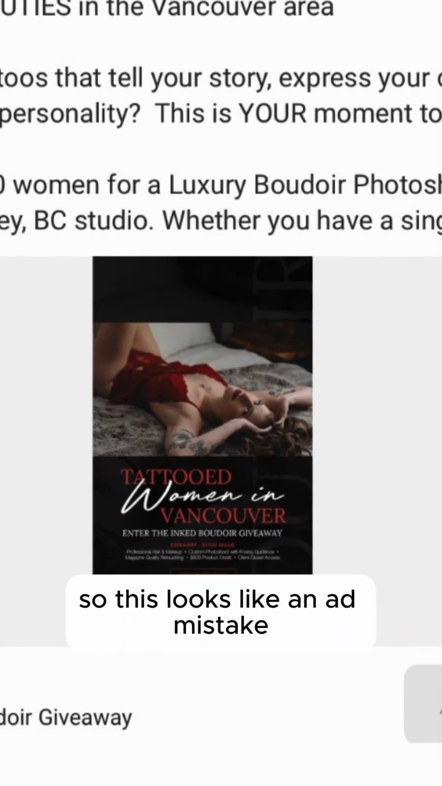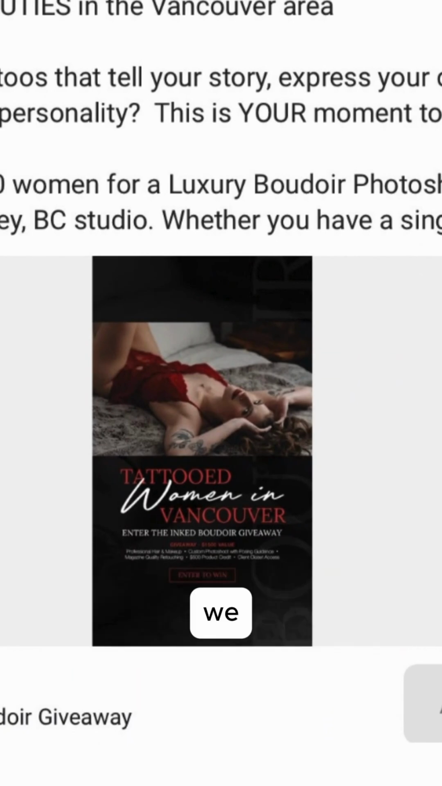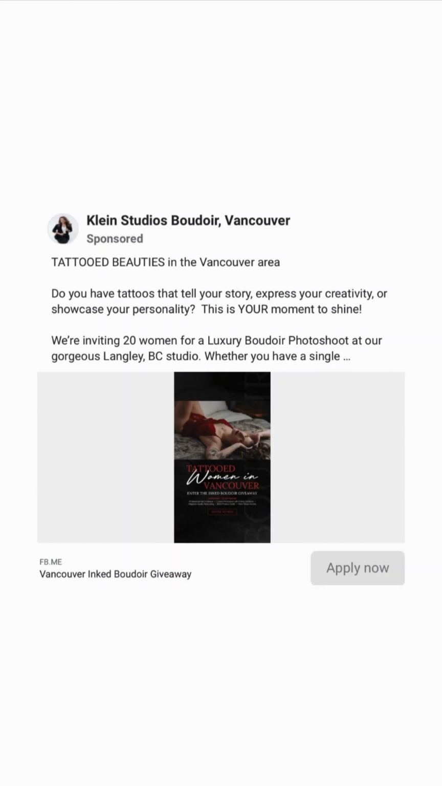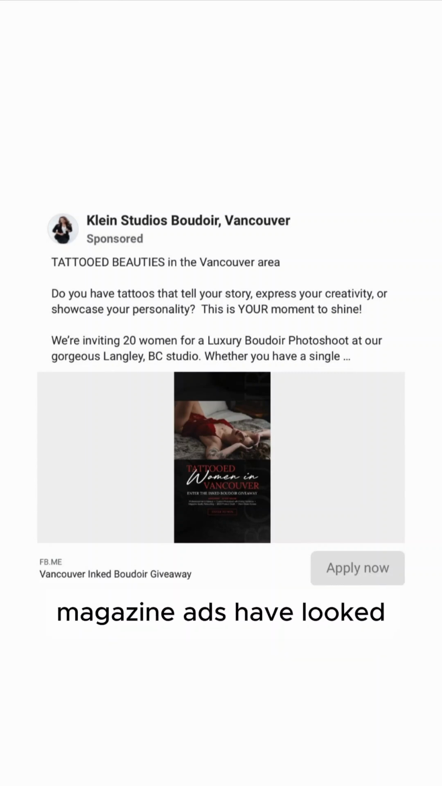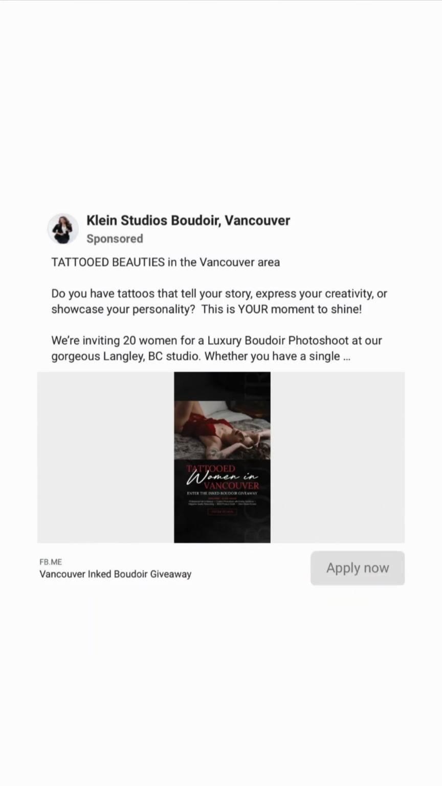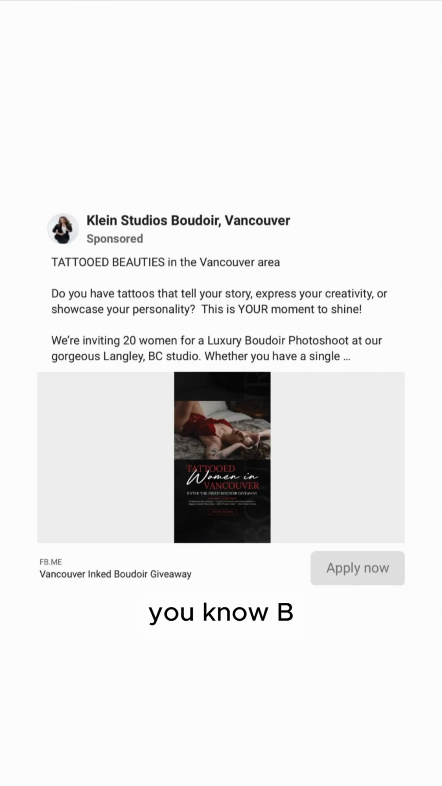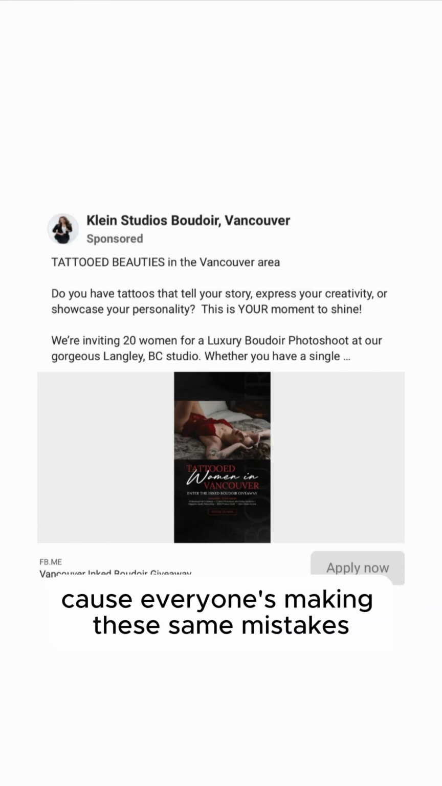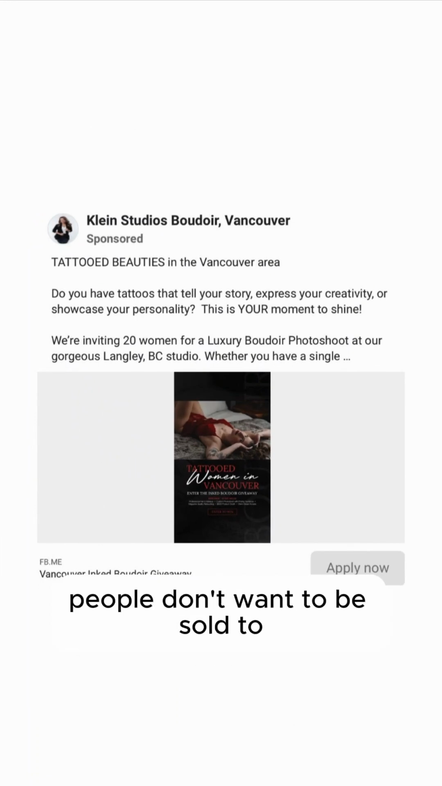All right, the creative looks like an ad, so it's the looks-like-an-ad mistake. The false belief that caused us to make this mistake is we believe our ads should look like ads because that's how newspaper ads have looked, magazine ads have looked, TV commercials have looked, and any other Boudoir Facebook ad on Facebook. They all look like ads. But again, BLCS is the most common thing I'm seeing because everyone's making these same mistakes. So the consequence of this is way more women are going to be scrolling on by, and our ads not entering their brain, because people don't want to be sold to.